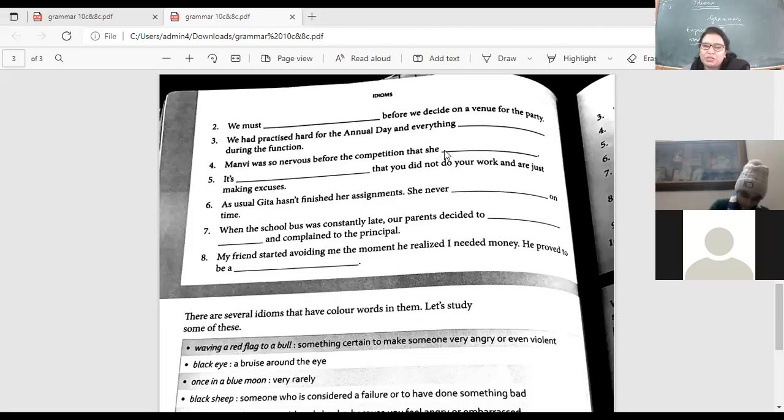When the school bus was constantly late, our parents decided to take the bull by the horns and complain to the principal. Very nice. Okay, you all got the answers. Last one, what could be? My friend started avoiding me the moment I realized I needed money. He proved to be a what friend?